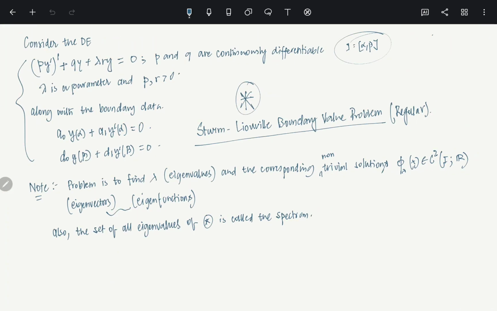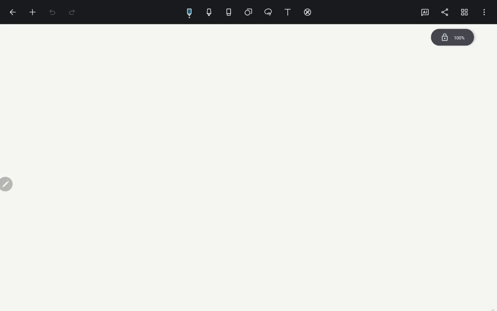Now let's work out one example, and then we will go to the theory part. First of all, how do you compute such an eigenvalue and eigenfunction? Let's just look at that. Consider this problem: y double prime plus lambda y equals 0, with y at 0 equal to y at the point pi equal to 0.